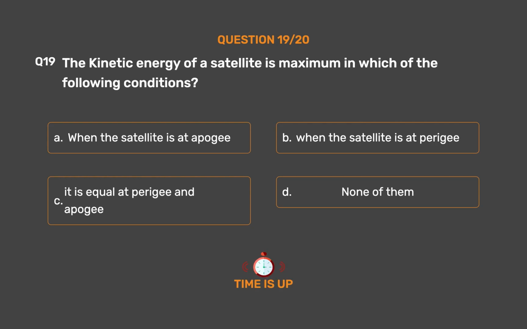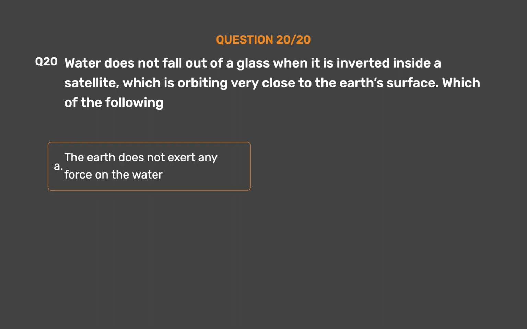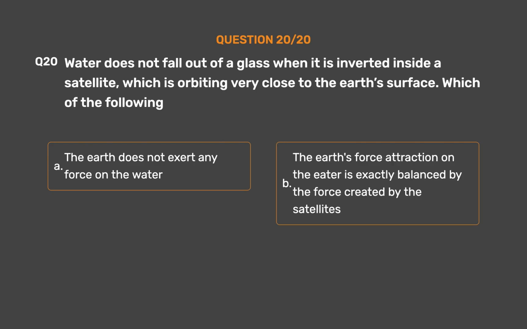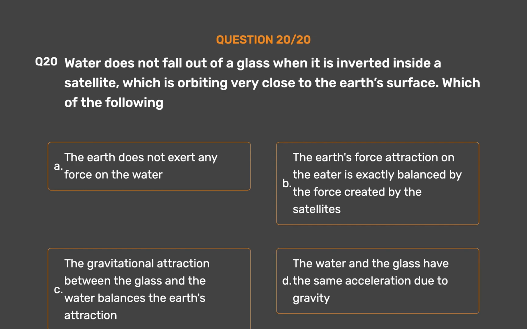The correct answer is option B. When the satellite is at perigee. Question number 20. Water does not fall out of a glass when it is inverted inside a satellite, which is orbiting very close to the Earth's surface. Which of the following? Option A. The Earth does not exert any force on the water. Option B. The Earth's force of attraction on the water is exactly balanced by the force created by the satellite. Option C. The gravitational attraction between the glass and the water balances the Earth's attraction. Option D. The water and the glass have the same acceleration due to gravity.